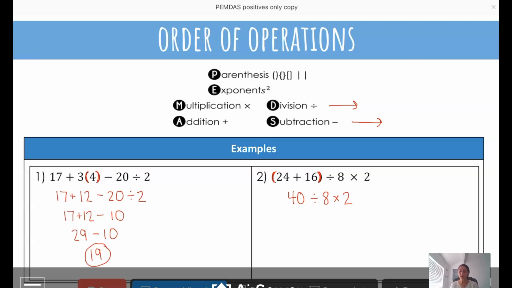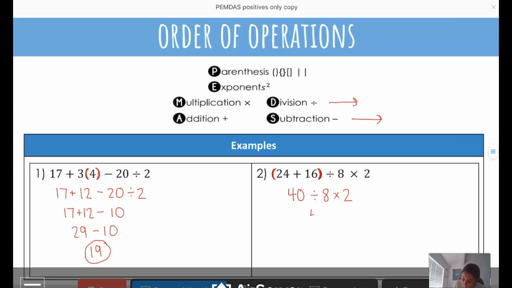So we have multiplication and division, but again, they get done left to right. So in this problem, division appears first. So I'm going to divide first. 40 divided by 8 is 5, and then bring down my times 2. Now 5 times 2 is 10, which is my final answer.